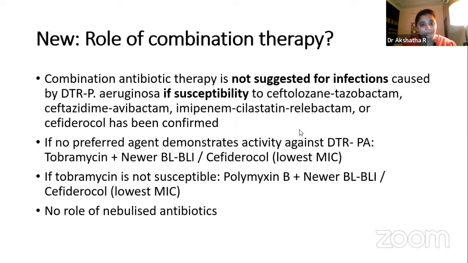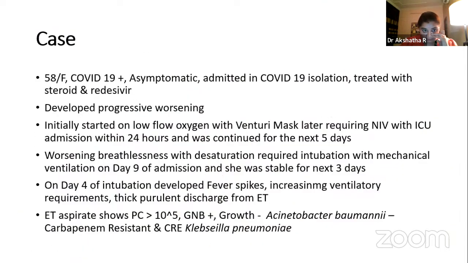So next is the combination therapy. Ideally, the guidance suggests against combination therapy. Even in case of DTR Pseudomonas, the combination is not suggested if the susceptibility is demonstrated. But if there is no susceptibility demonstrated, like in our case, it's an MBL, so you can use a combination that is tobramycin plus your BLBLI or cefiderocol. If the tobramycin is also resistant, then you can go for polymyxin B plus your BLBLI. So this is a summary of the treatment. What's new? I will be skipping that.